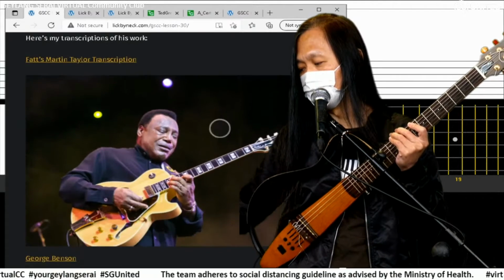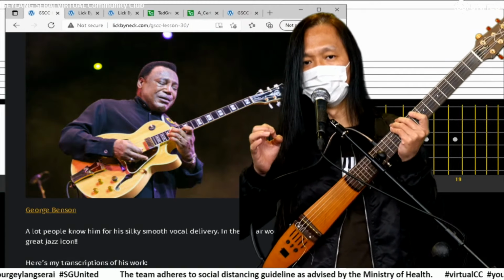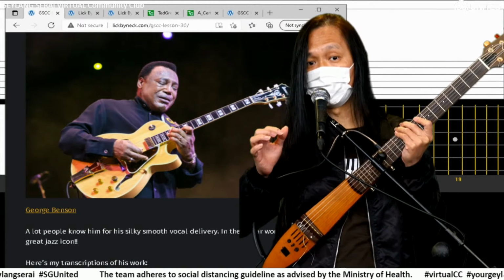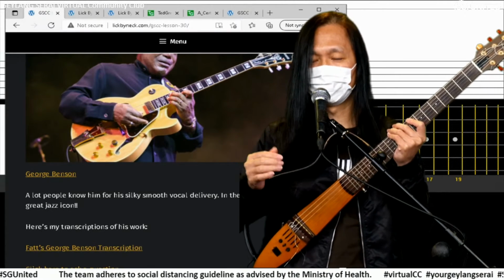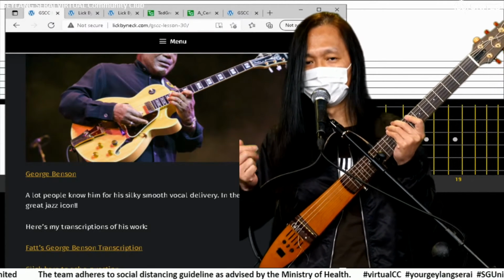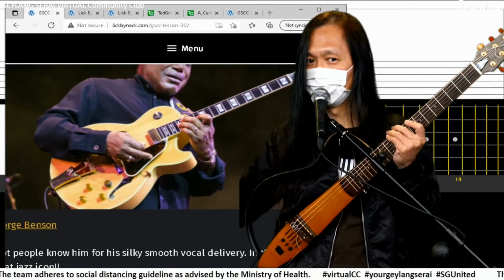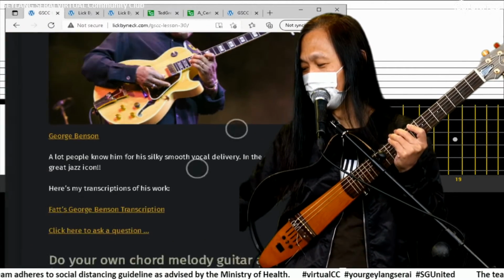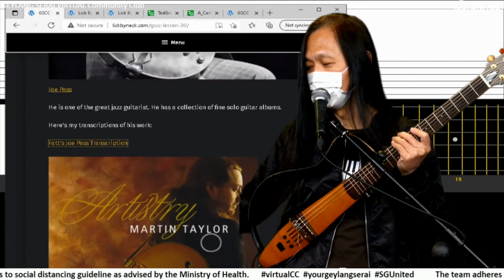Another guy is the great George Benson. He's known for smooth vocal delivery, but his guitar playing is great. A lot of guitarists say that he sold his soul, but who doesn't want more money, right? So I transcribed his Danny Boy over here. So check out these four guitarists.